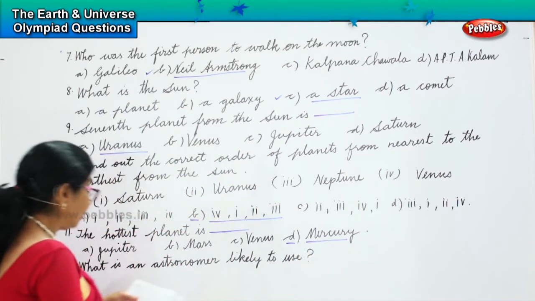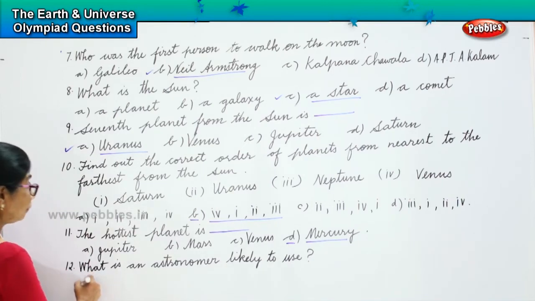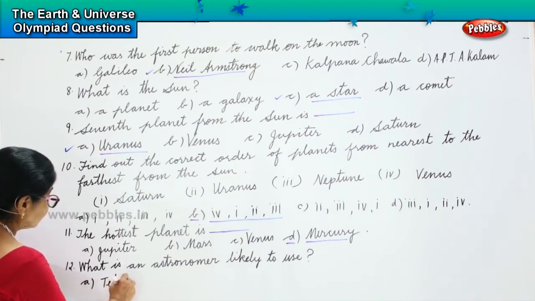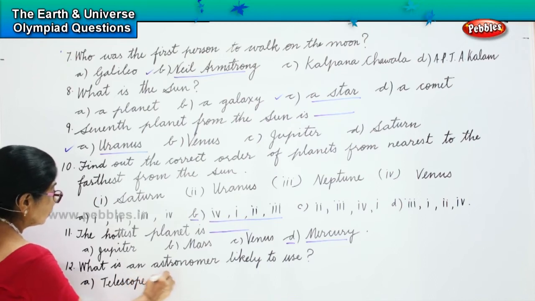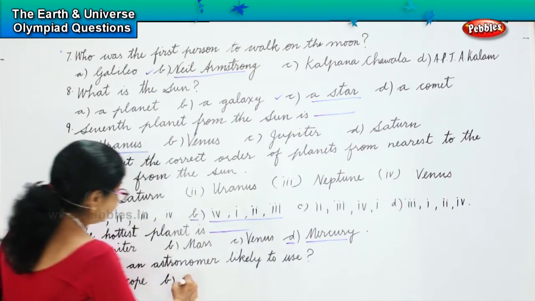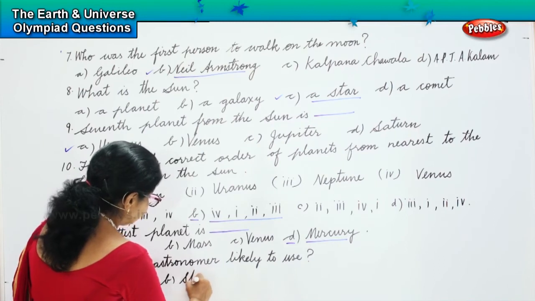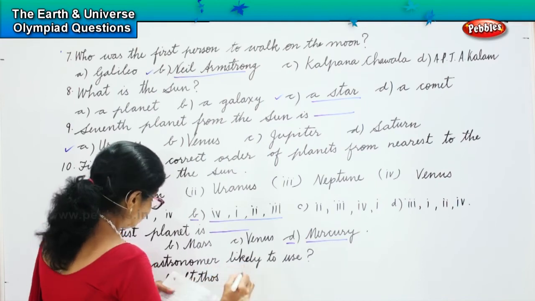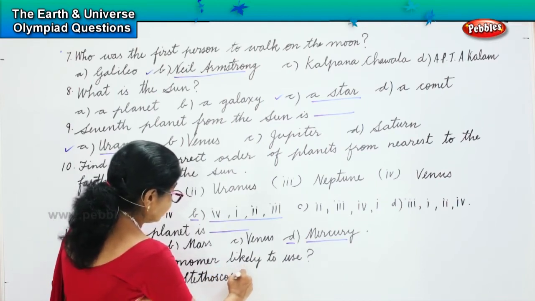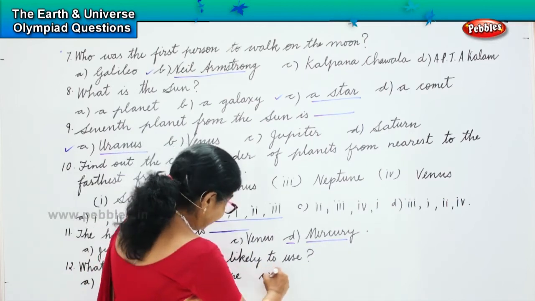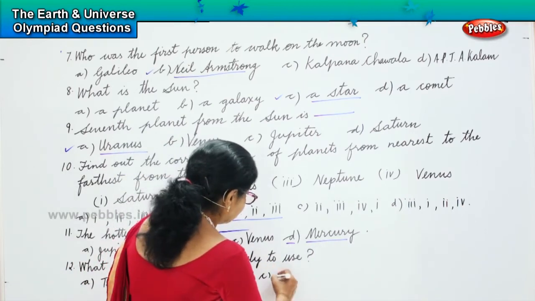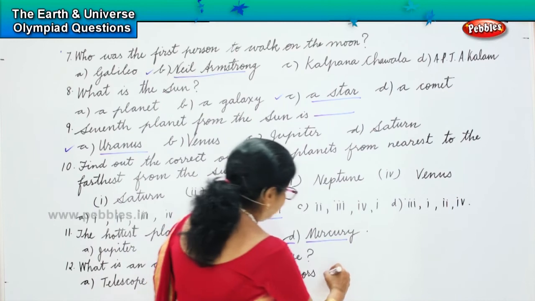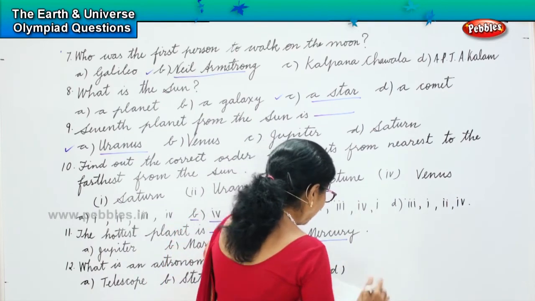And our options are A. Telescope. Option B. Stethoscope. Option C, scissors. And option D, microscope.